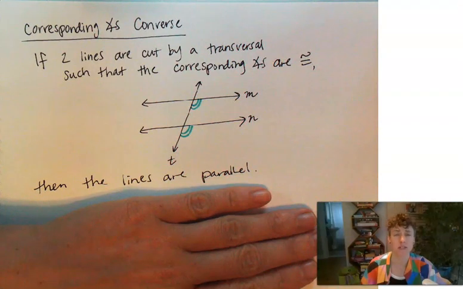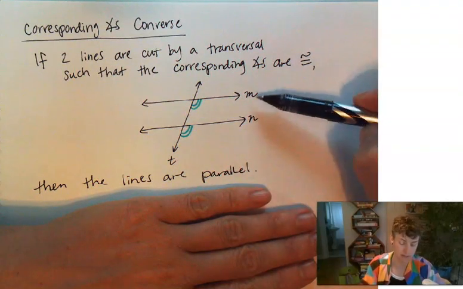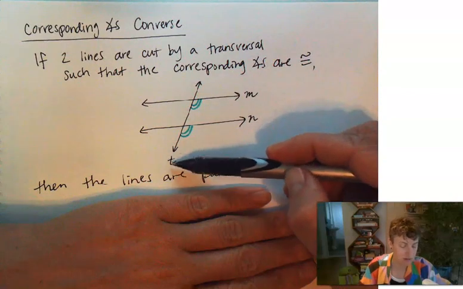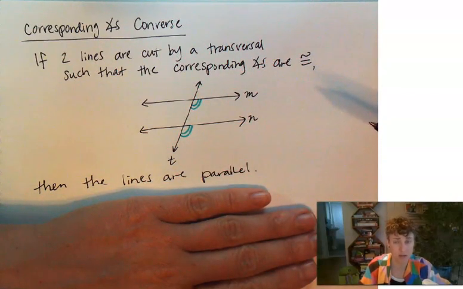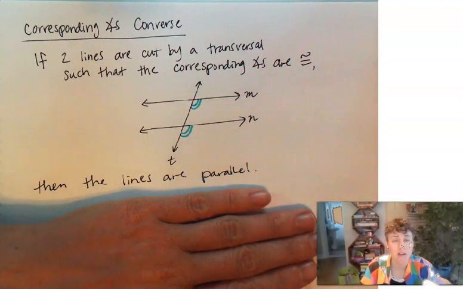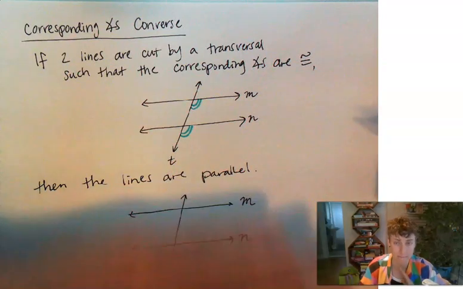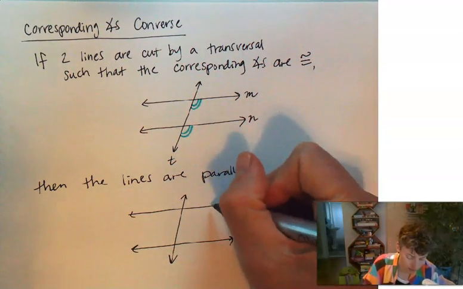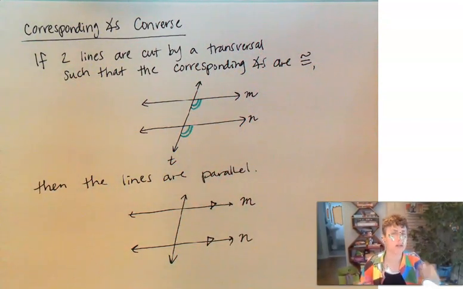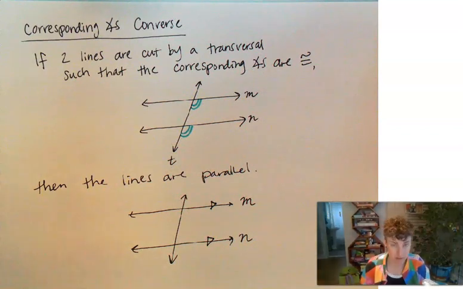So the first one is the corresponding angles converse. That says if two lines, like M and N, are cut by a transversal T such that the corresponding angles are congruent, like these blue angles are congruent, then we know the lines are parallel. Then M and N are parallel. We can put our little parallel markers. Okay, so if any pair of corresponding angles are congruent, then we know the lines are parallel. That's the corresponding angles converse.